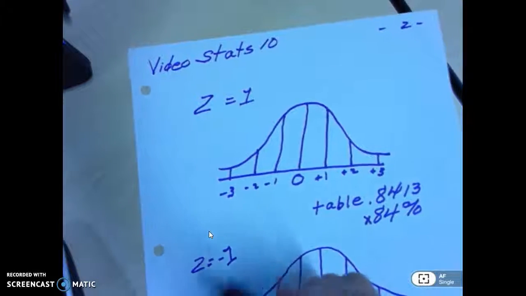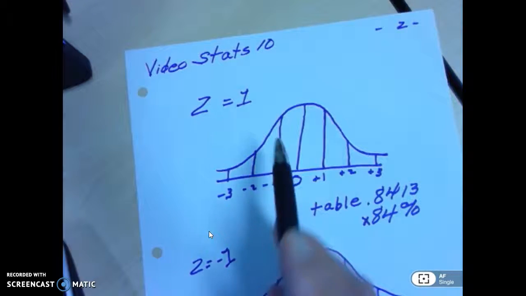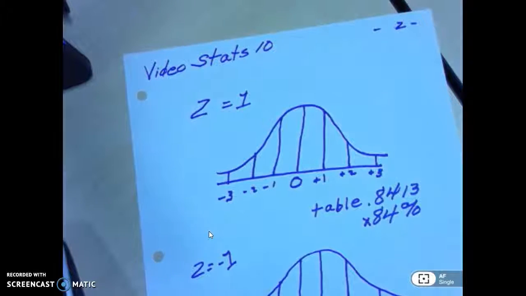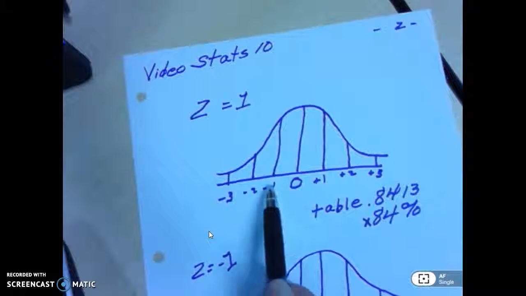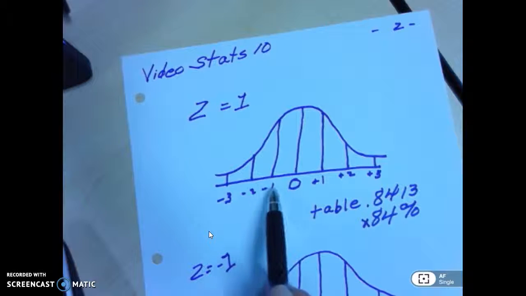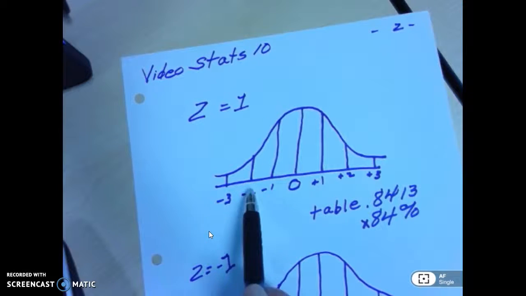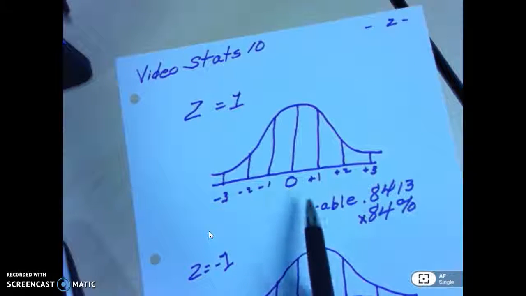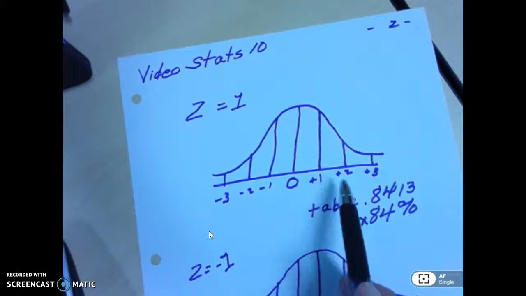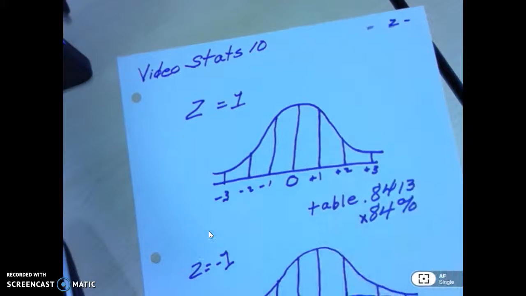Okay, we have a z of 1. If we look at our z-score curve, we have 0 as the mean, negative going to the left: -1, -2, -3 deviations. Going to the right is +1, +2, +3 standard deviations.